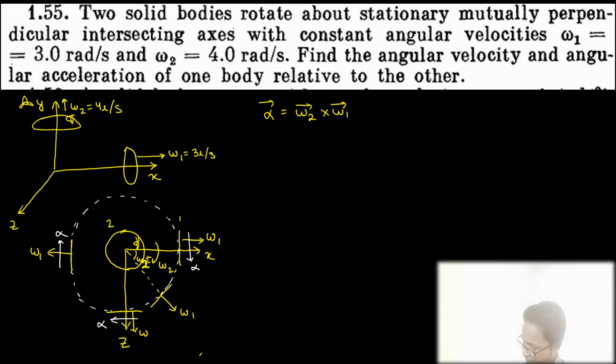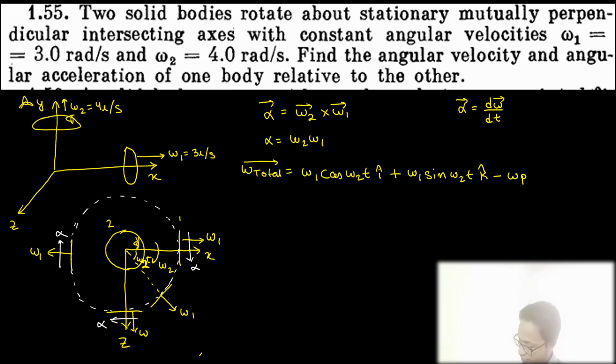Okay, so the angular acceleration would be omega 2 into omega 1. But suppose I want to use the differentiation method, where angular acceleration is equal to the rate of change of angular velocity with respect to time. So I can simply write the total velocity and differentiate it. The velocity was given by the term velocity total, which is equal to, this was the total velocity we had.